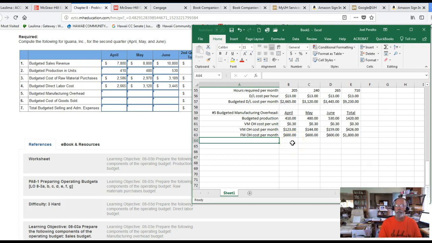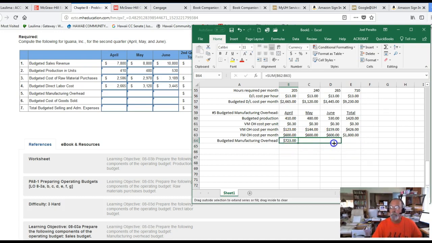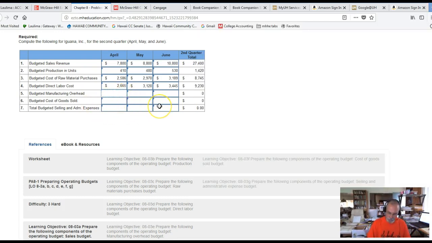So our budgeted manufacturing overhead should be the total of these two. $22.26. Okay, let's see if that's going to work for us. $7.23, $7.44, and $7.59. $22.26.